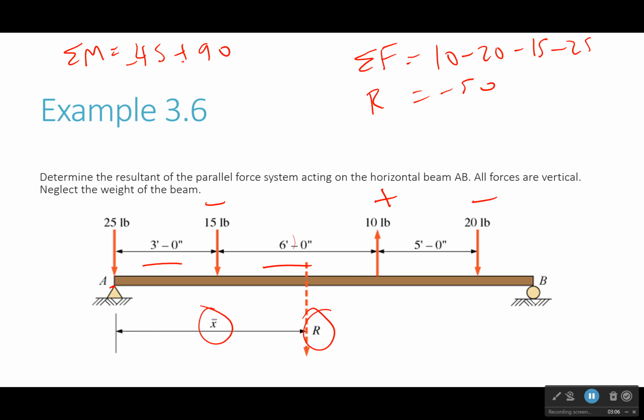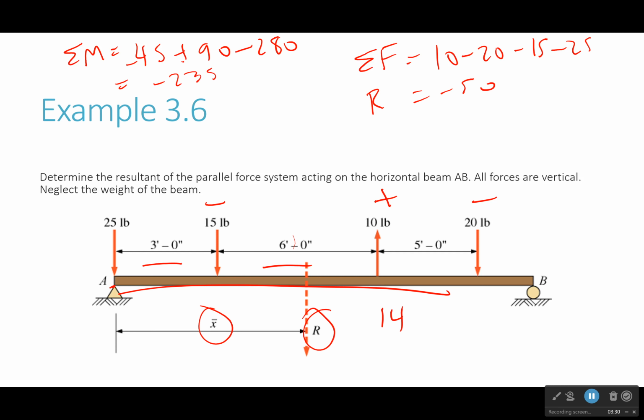Minus 20 times 5 plus 6 plus 3. So that'll be a distance of 14. So 20 times 14, so minus 280. Okay, I add all those together, and what do I get? I get negative 325, plus 90, so that would be negative 235.